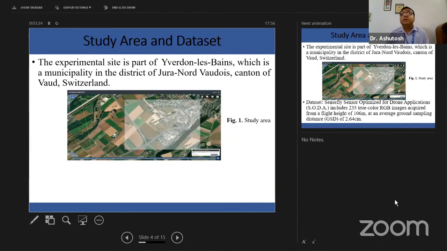The experimental site has been taken at Yverdon-les-Bains, which is a municipality in the canton of Vaud in Switzerland. The highlighted portion here shows the study area. It's a very good interface with the OpenAltimetry web-based portal, where we can select the study area, and these dots, what you see here, are the footprints of the ICESat-1 dataset, which is a 70 meter footprint at a distance of 175 meters apart. So the ICESat-1 dataset has also been taken for this study area.